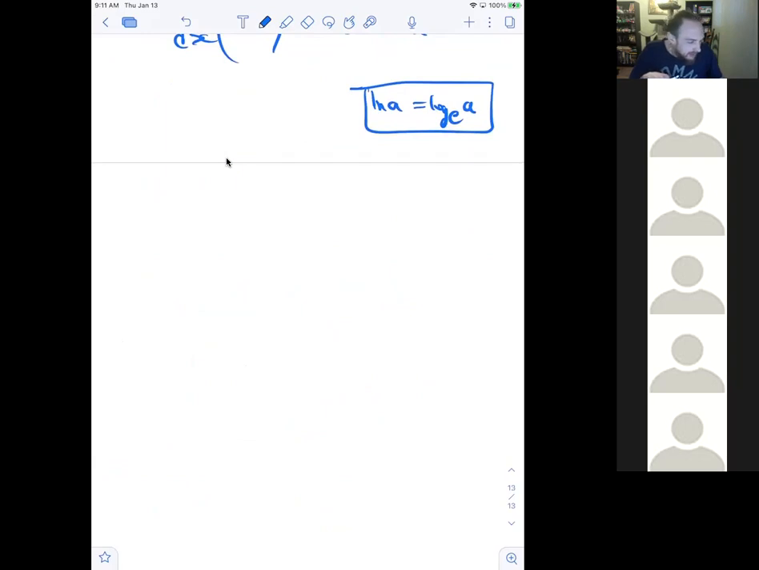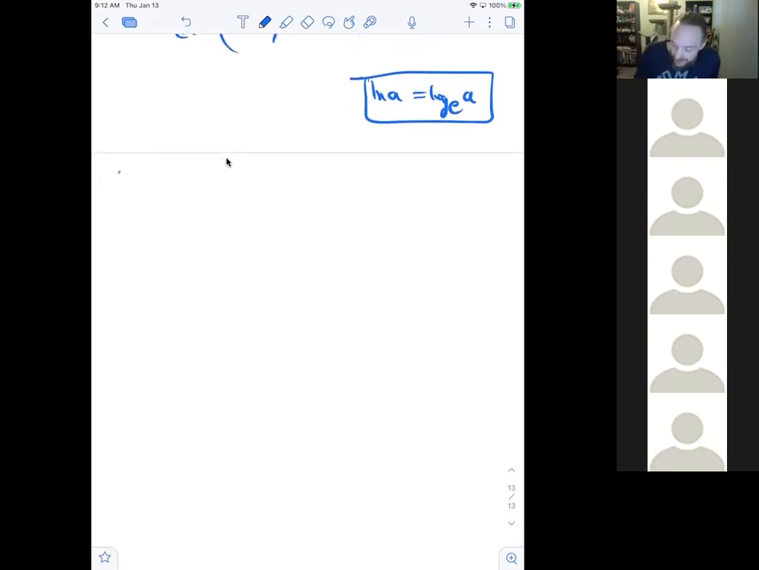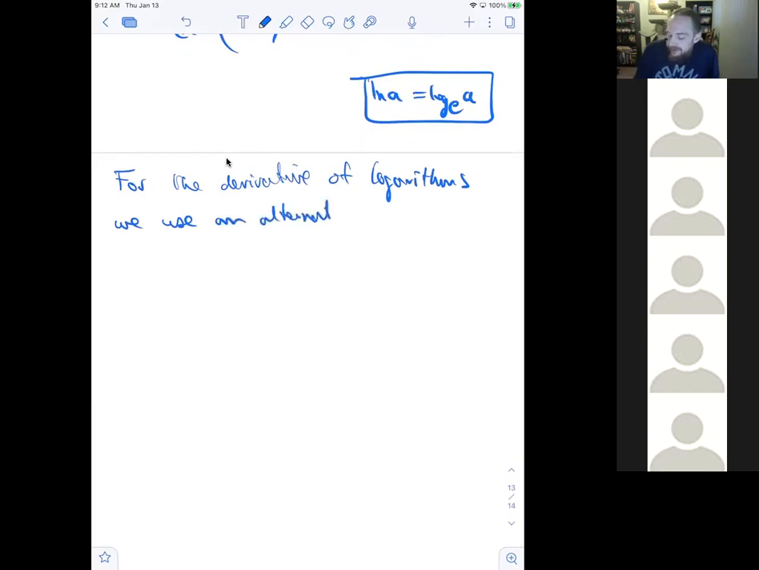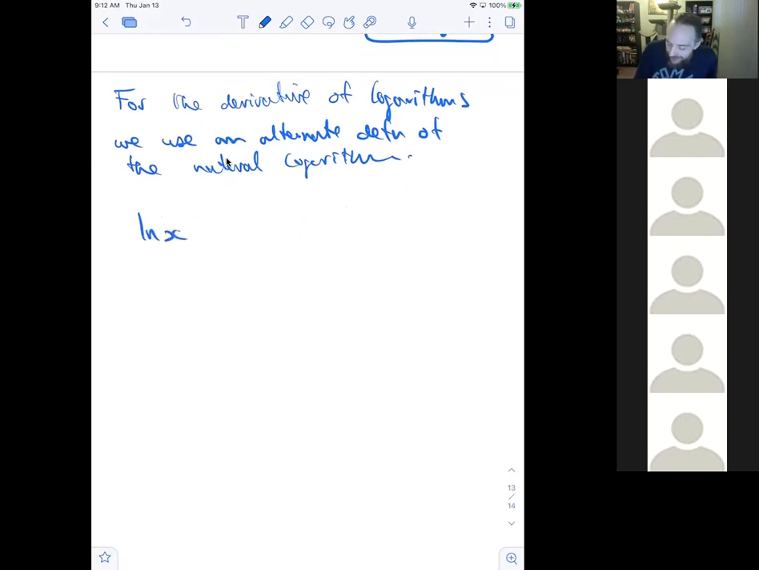Now we want to do the derivative of logarithms, and that's next week anyways, but I can probably squish it in now. We have like 6 minutes. Oh no, we have like 8 minutes. So for the logarithms, we use an alternate definition of the natural logarithm. We define the natural logarithm of x to be the integral from 1 to x of 1 over t dt.